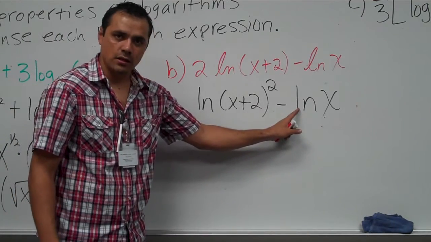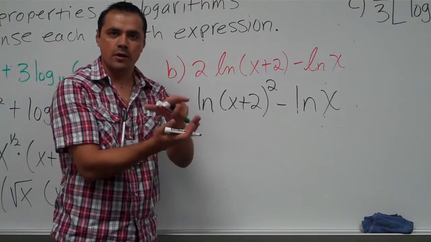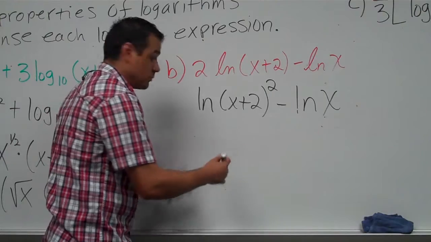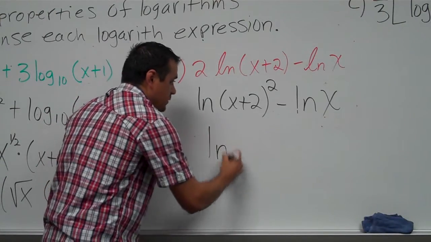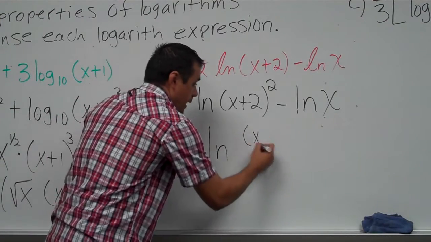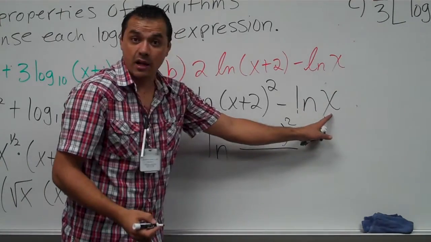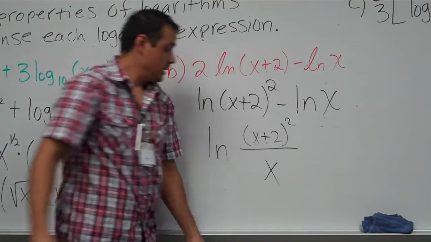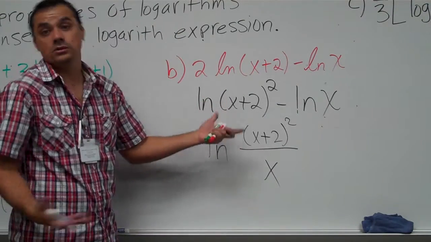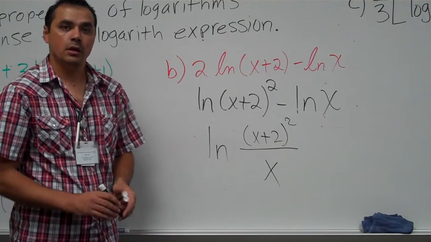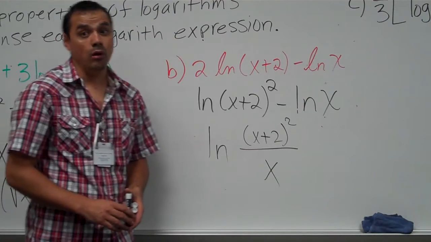They're being subtracted, therefore we can just turn them into a fraction, or the quotient property, right? So we get the natural log of x plus 2 squared all over this guy right here, which is x. And that is basically going backwards on our quotient property. And guess what? We have one last one.